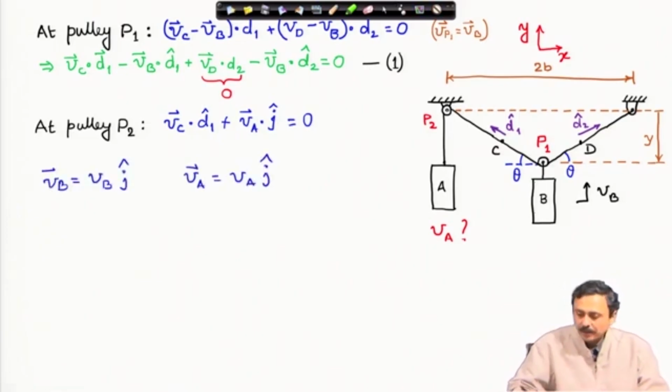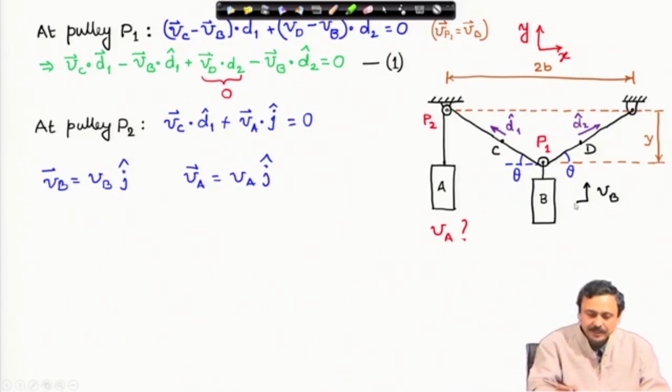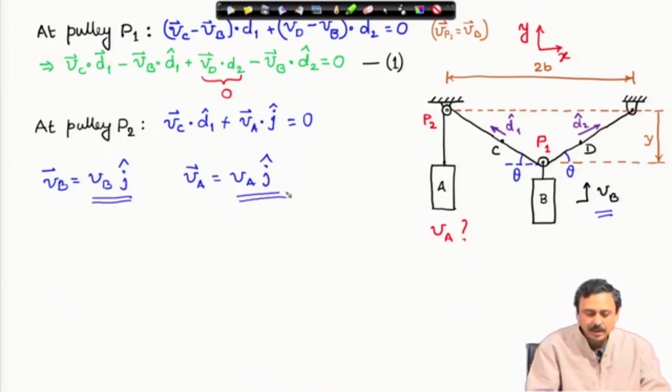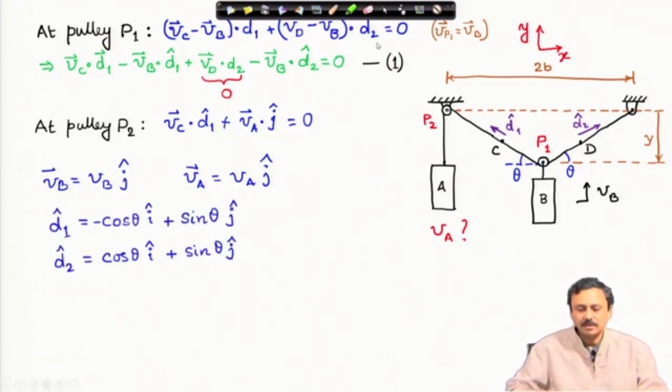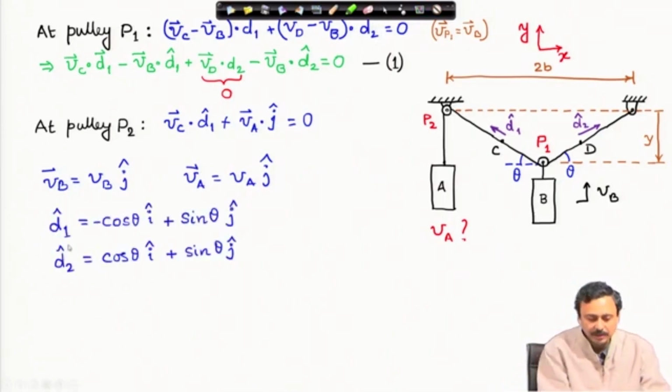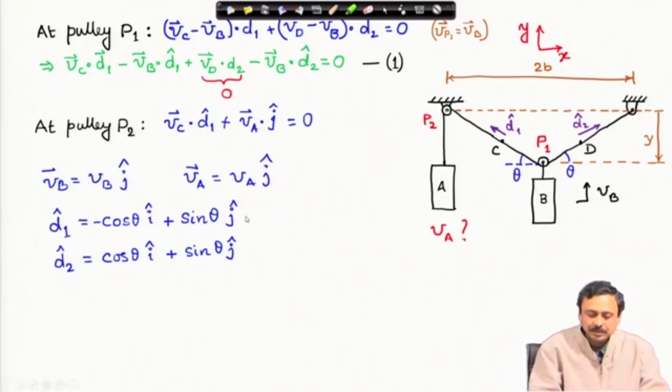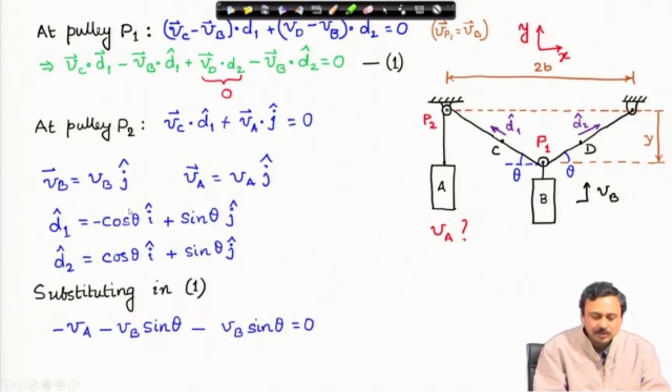Therefore, now I represent all the vectors in the xy coordinate system. This Vb I have represented as Vb j cap, Va I have represented as Va j cap, and now I substitute all these things in the main equation. D1 and D2 caps, you can find out in this representation in xy frame. This is straightforward.